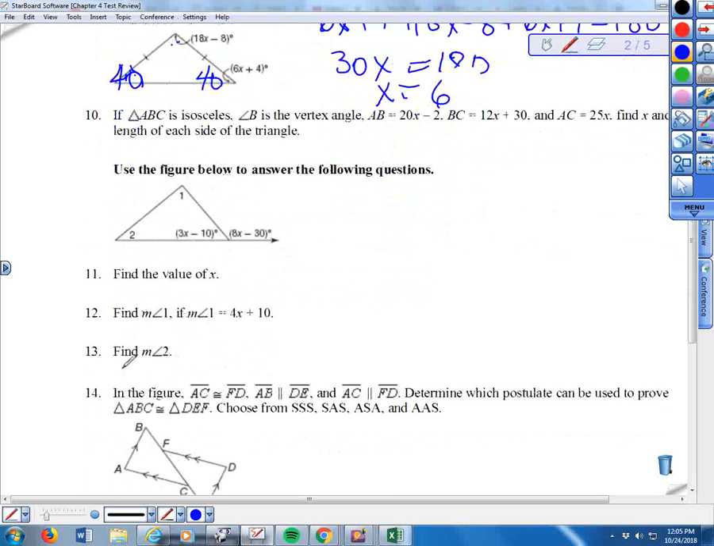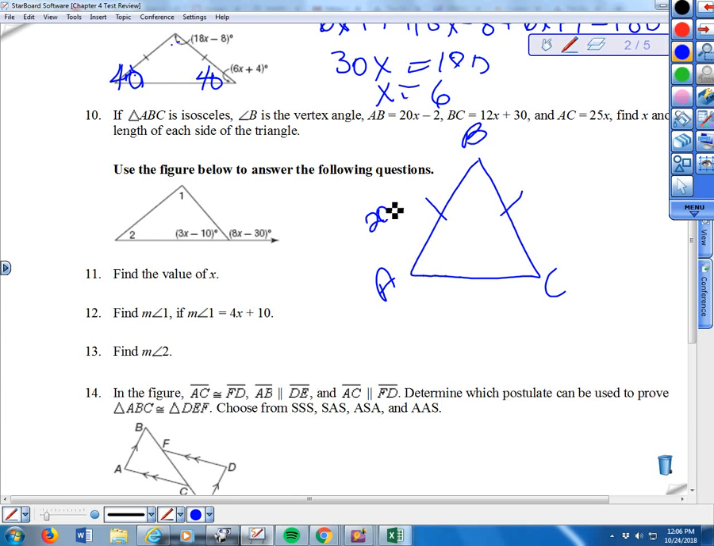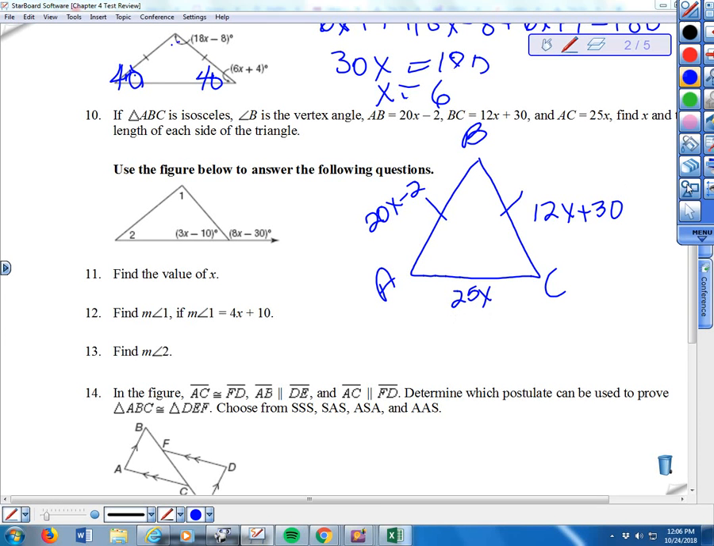Okay, number 10. If ABC is isosceles, and B is the vertex angle, AB is 20x minus 2. BC, 12x plus 30. AC, 25x. Find x and the length of each side.